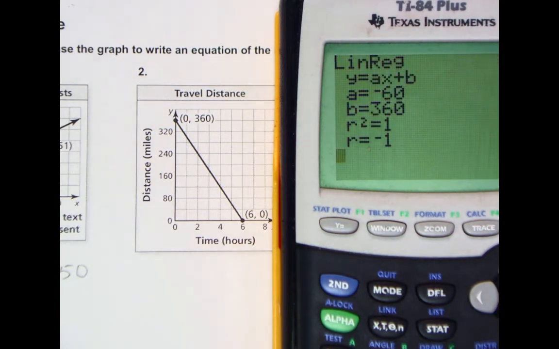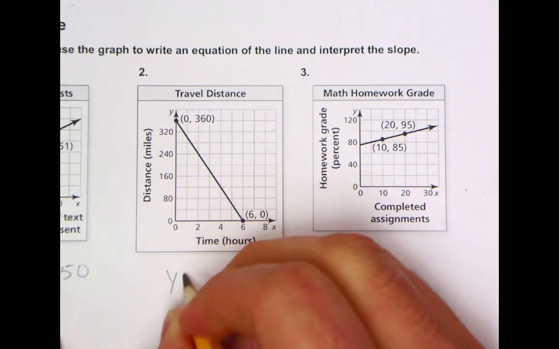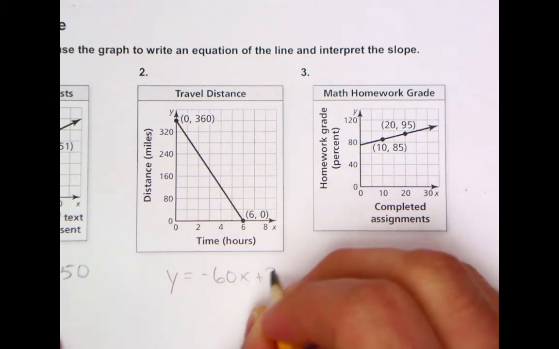Now again, the r squared and the r are the same. The reason why the r squared is negative is because the line's going down. It doesn't mean that it's worse or something like that. So our equation is y equals negative 60x plus 360.